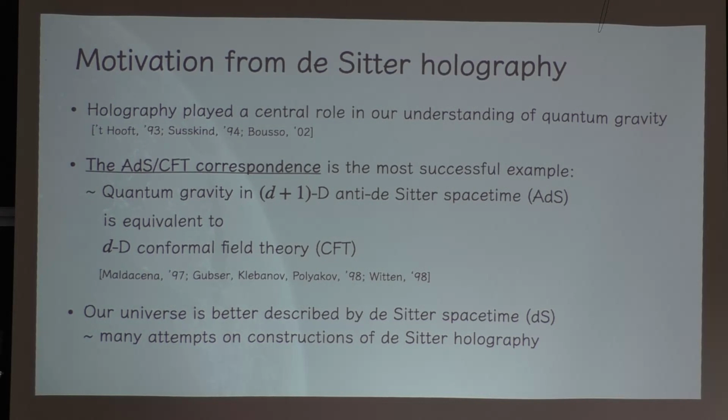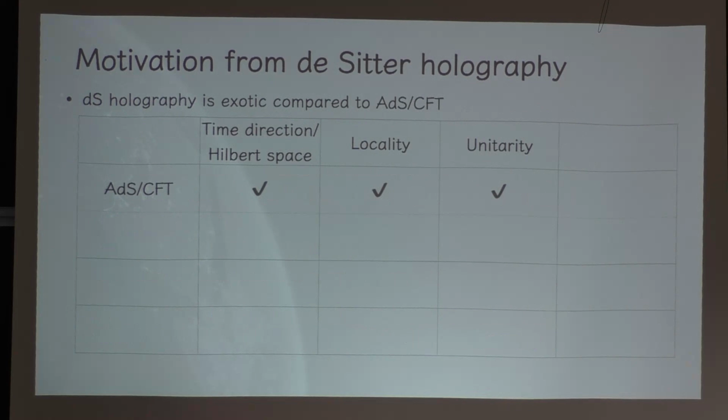On the other hand, our universe seems to be better described by de Sitter spacetime, so there are many attempts at constructions of de Sitter holography. But compared to AdS/CFT, de Sitter holography is often much more exotic. So in AdS/CFT, there are many good properties we take for granted. For example, we have a canonically defined time direction. For each time slice, we can define a Hilbert space. And the CFT appearing in AdS/CFT is just a standard CFT, so it has locality. It also has unitarity.